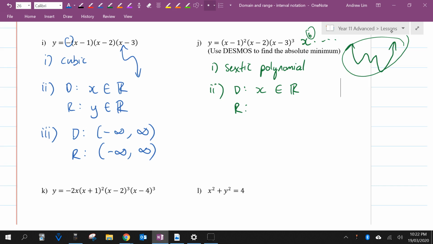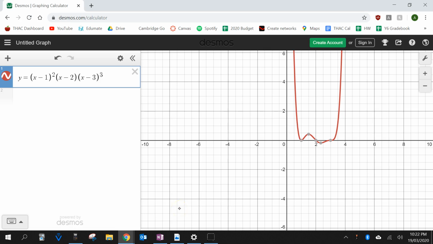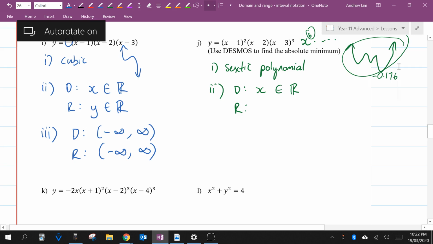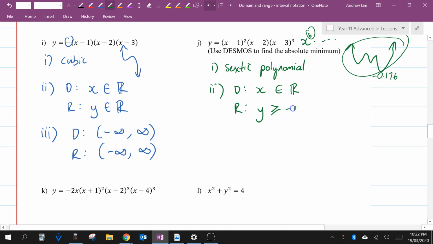So if we were to put that into Desmos, we would get this. The lowest y value we can see is here, which is negative 0.176. Therefore, the range has to be that y is greater than or equal to negative 0.176. Okay, because all of these y values are larger than that point.